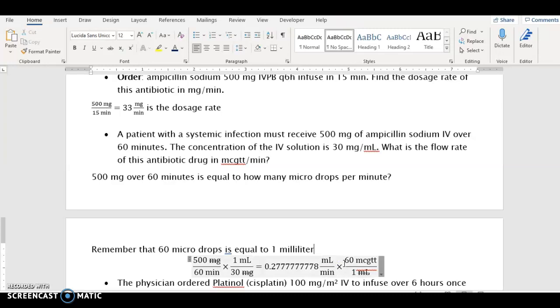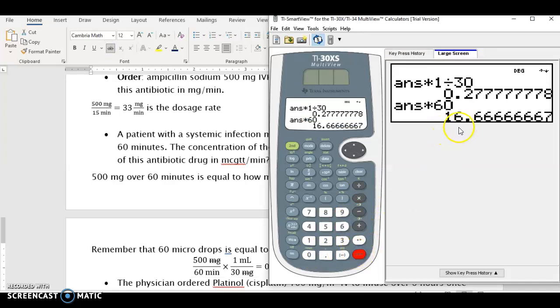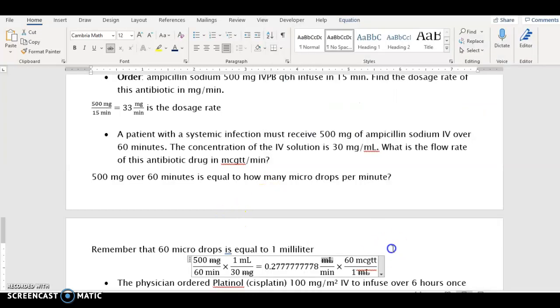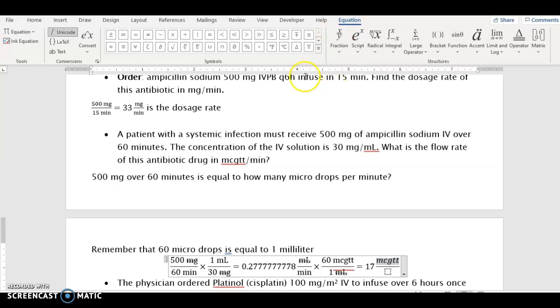So again, without rounding this decimal, the 0.27778, we're going to multiply that by 60 to get the final answer. If necessary, we will round this answer to the nearest whole number. So it's 16.666667, and when you round it to the nearest whole number, it's about 17 microdrops per minute. So the final answer is 17 microdrops per minute, and that's the final answer.